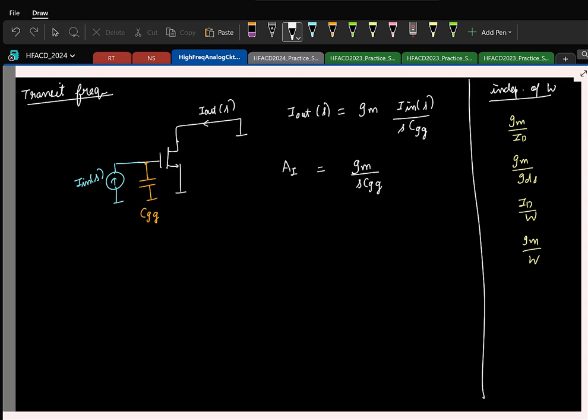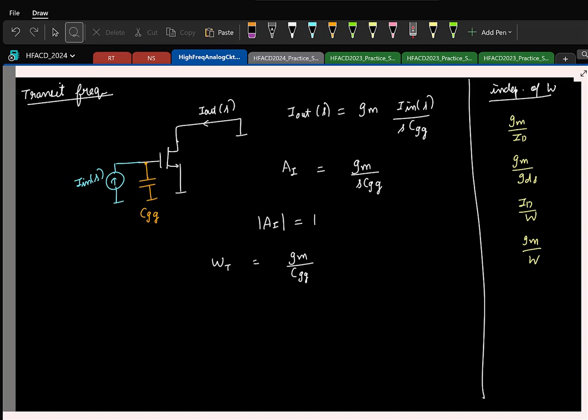Now what frequency do you think this current gain becomes equal to unity? This frequency is called the transit frequency, where the short circuit current gain of the transistor becomes unity. Again, this is more relevant in BJTs, where you have a current gain from the input base current to the output collector current. Here it is not that relevant, but the definition is still stuck. And this gives you an idea about the speed of the transistor, right?